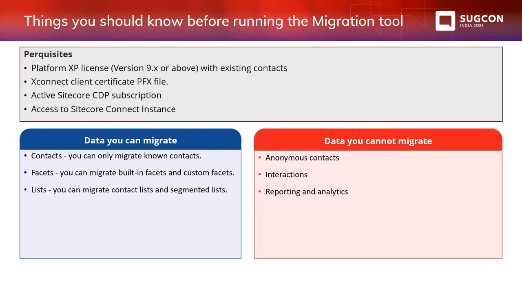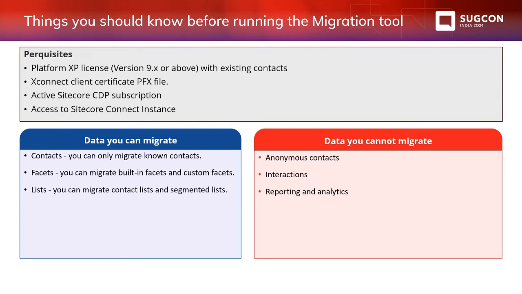Things that you should know before running this migration tool are basically the prerequisites. As I told you, you will need access to the platform XP, which should be version 9.x and above. You should have access to the XConnect client certificate PFX file. This is a prerequisite, along with an active Sitecore CDP subscription and access to a Sitecore Connect instance.